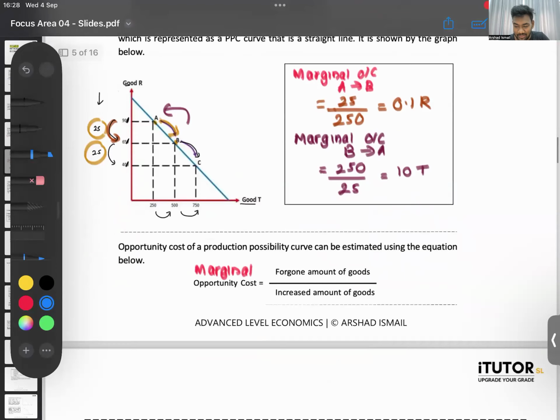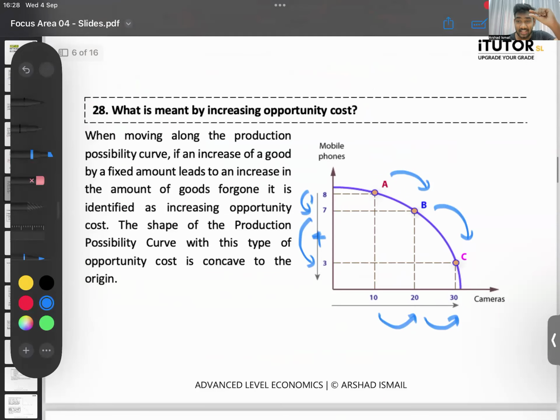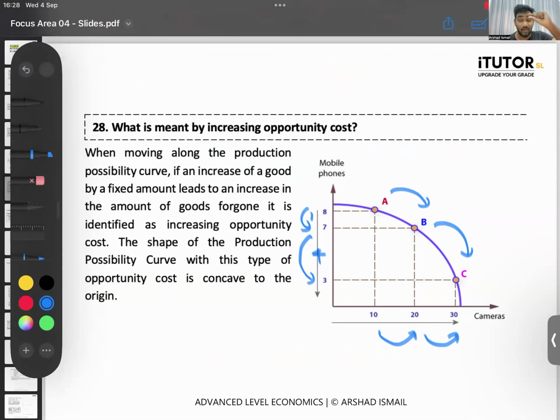But here what is happening? First I sacrificed 1 unit. Now I have to sacrifice 4 units. My opportunity cost is increasing. That's what we call increasing opportunity cost. When you increase the production of one good by an equal amount, the amount of the other good you sacrifice keeps increasing. You keep on sacrificing more and more of the other good. So when there is increasing opportunity cost, how does your PPC look? It's concave to the origin.